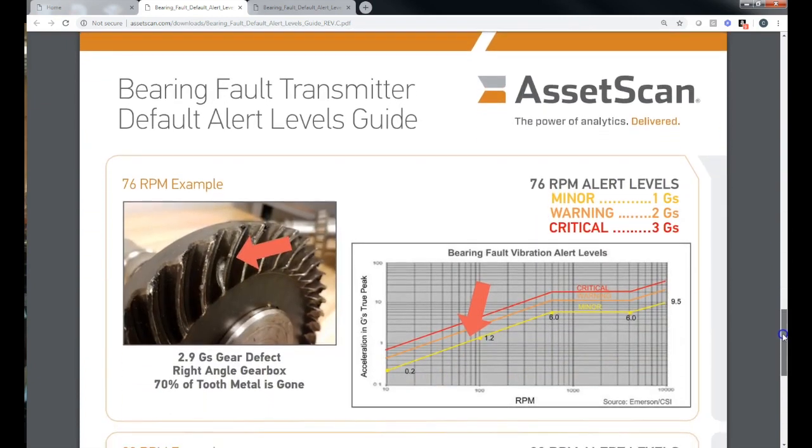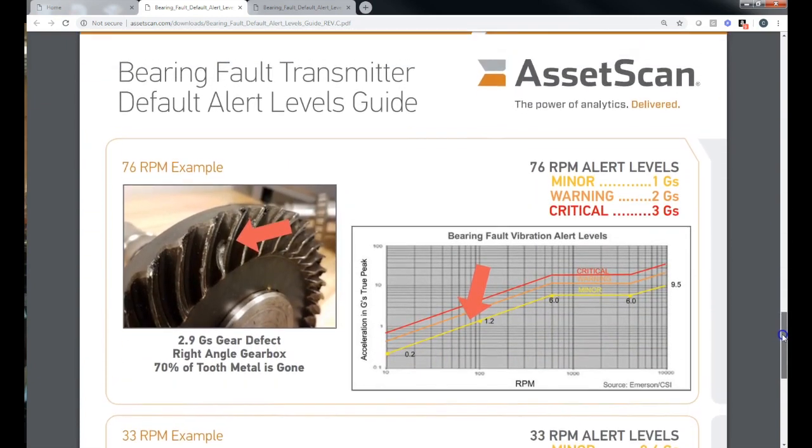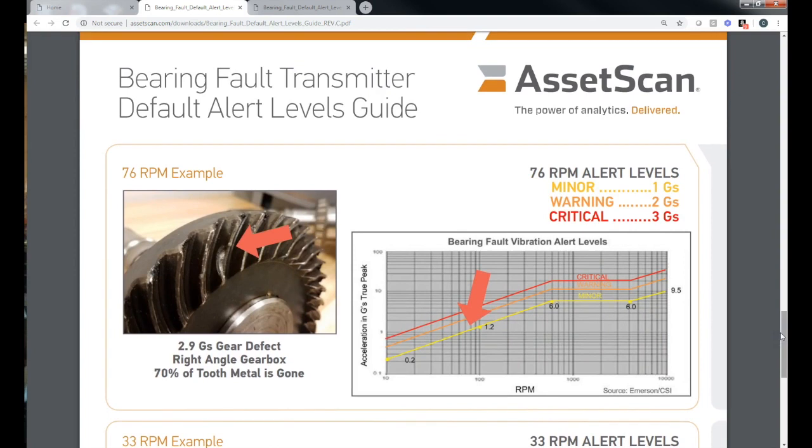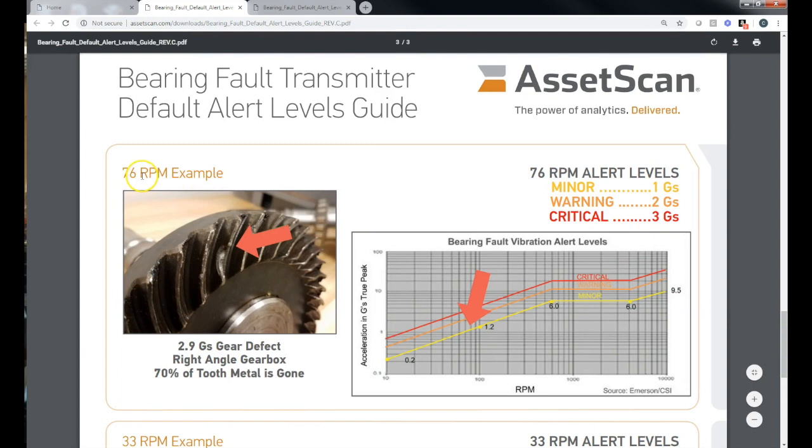Scrolling down in this document, we are now looking at our slower speed examples. And so this is a 76 RPM example. And what we do is we go to 76 RPM on the x-axis. We come up to that minor level of yellow, and we see that's a 1G alert limit. And then likewise for the orange and red, we set 2 to 3 Gs.